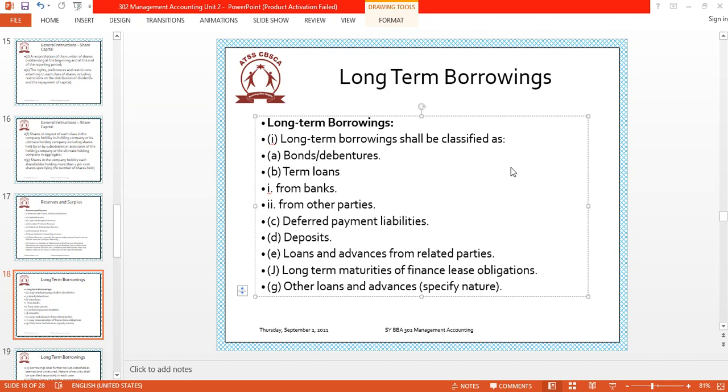Like we talk about SICOM, IDBI, ICICI. They are also financial institutions. From banks also we can take a term loan, and from financial institutions we can take a term loan. Then we have some deferred payment liabilities. Then we have deposits accepted from the public. If the public has deposited money with your company for a period of more than 1 year, that comes under deposits. That is a long-term borrowing.